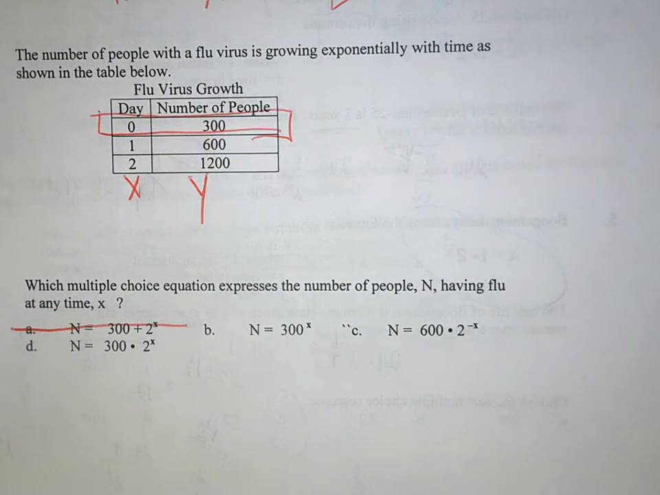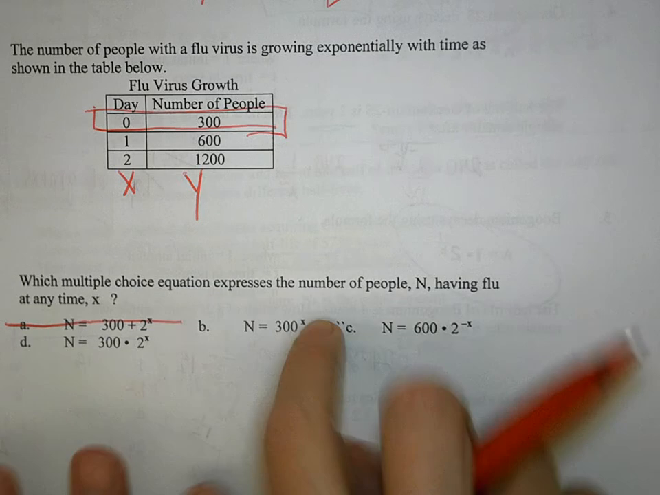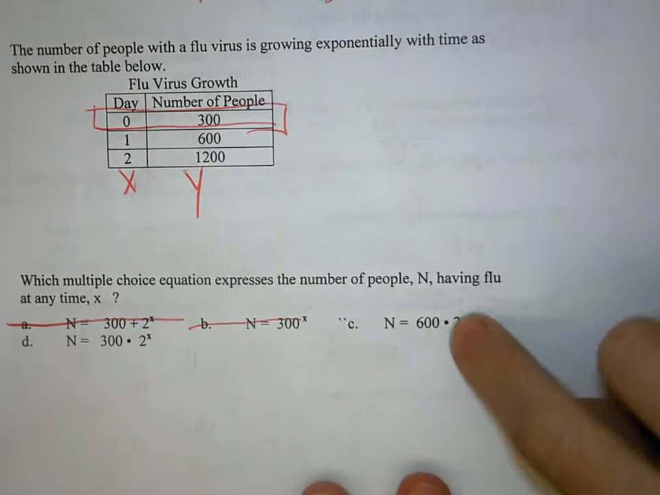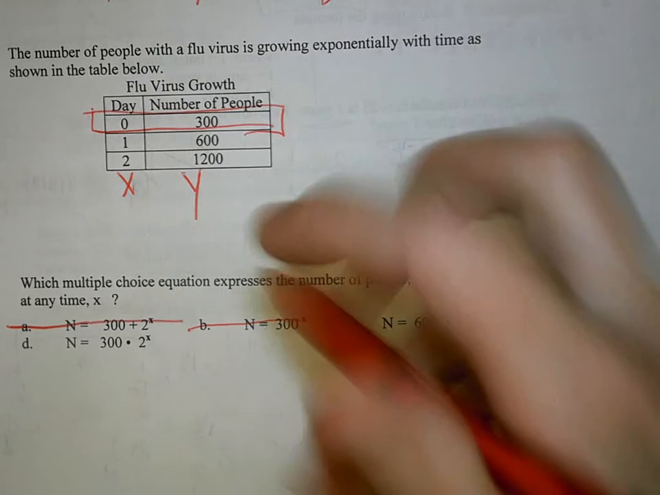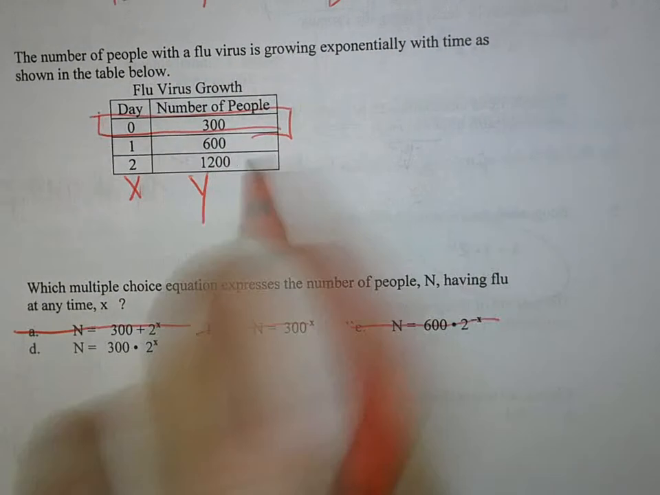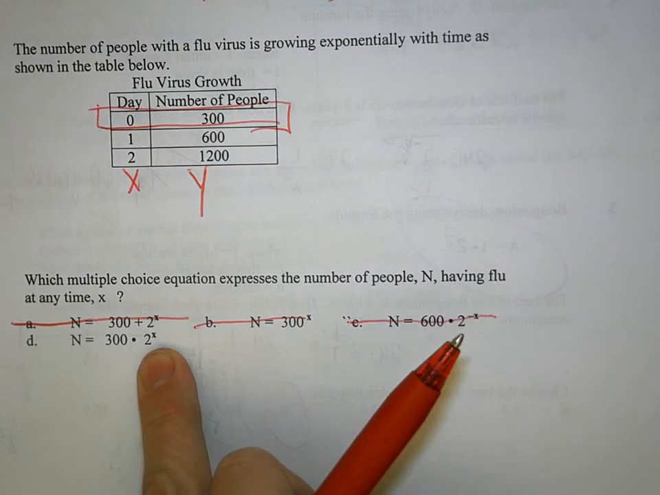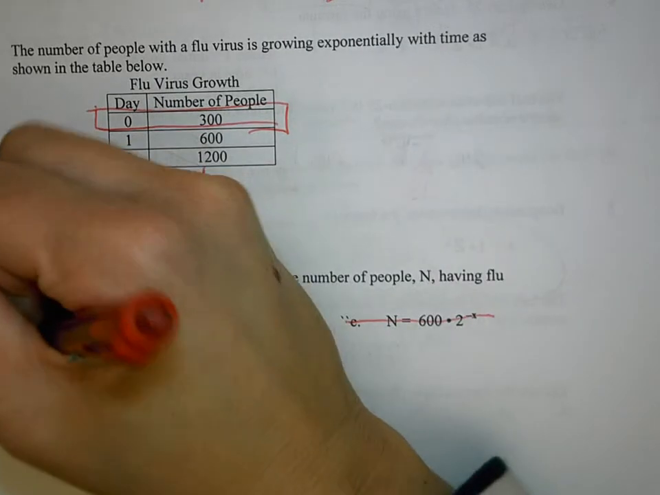300 to the 0 would be 1. B does not work. 2 to the 0 is 1 times 600 is 600. And here, 2 to the 0 is 1, and 300 times 1 is 300. So D is correct, and a lot of you already said that.